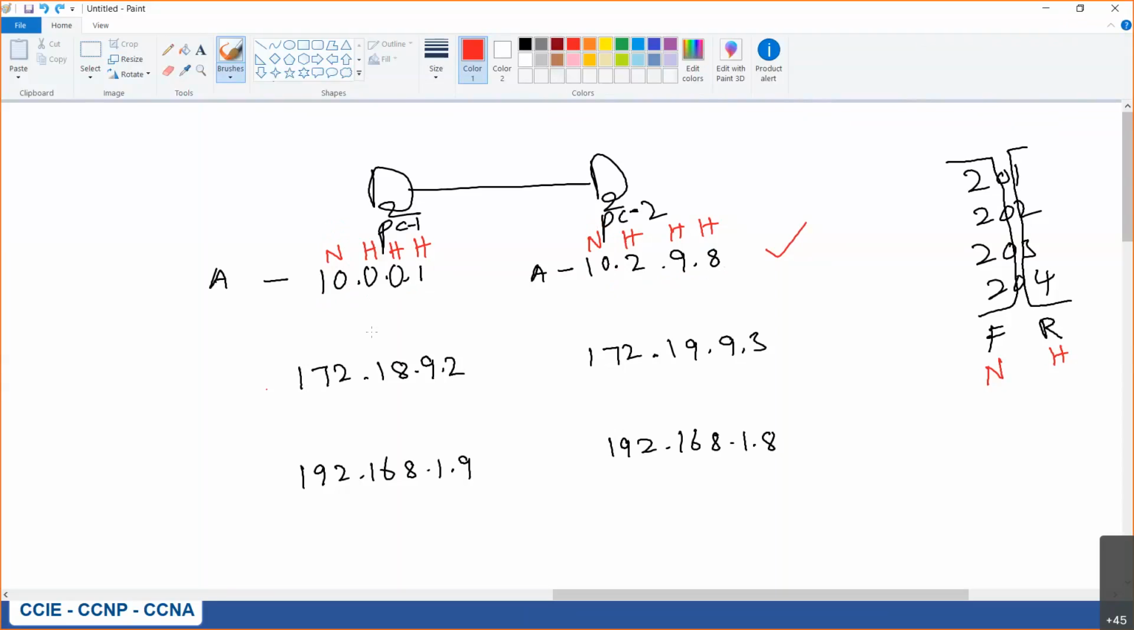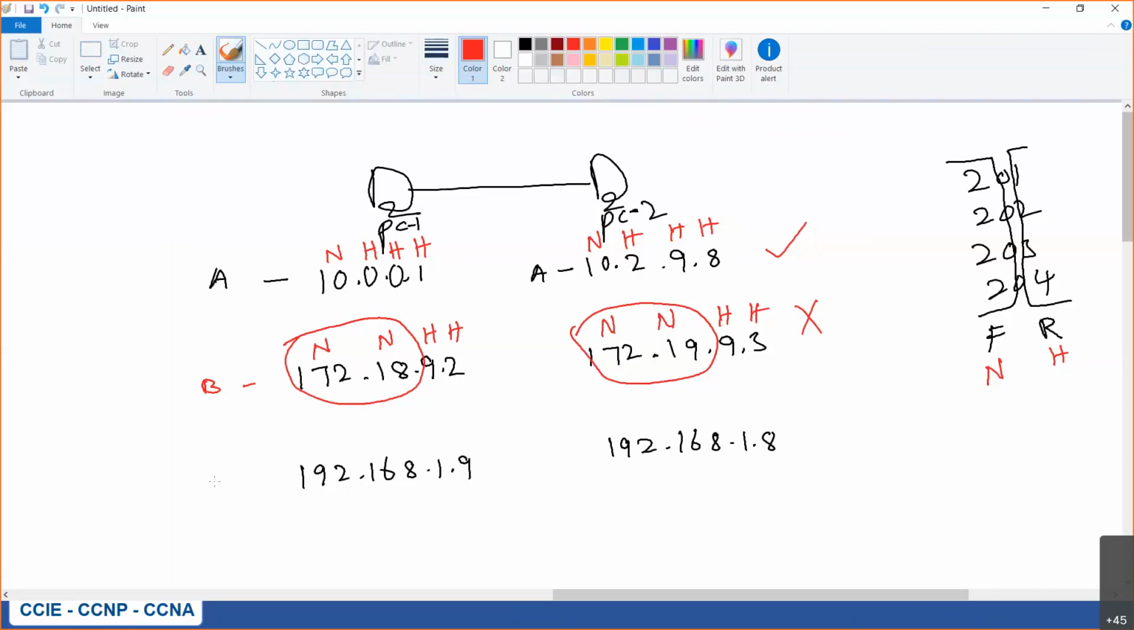We come to the second example. Class B: network, network, host, host. Here also network, network, host, host. It's 172 18th floor. Your neighbor PC, 172 19th floor. Now are both in the same network portion or different network portion? Different, because this is 172.18 and this is 172.19. So both are different network portions, which means they don't communicate generally. Right?